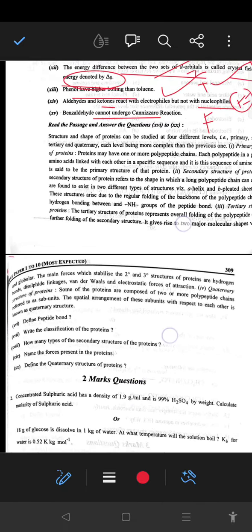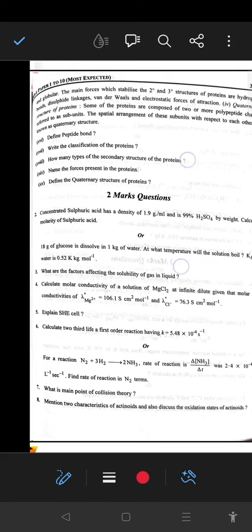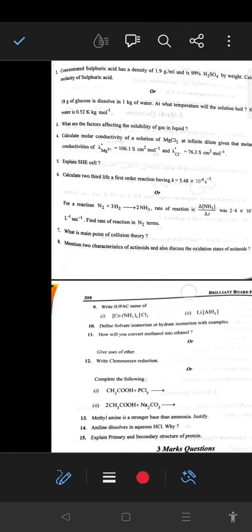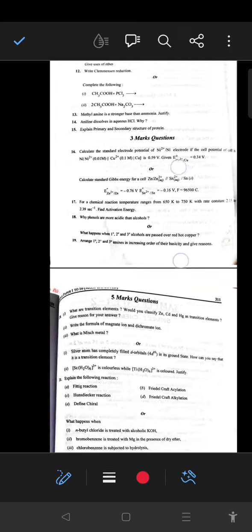So next is a paragraph based question, so try it yourself. Next, that is a 2 marks carrying question. Next, that is a 3 marks carrying question. And 5 marks carrying questions. So let us start with the first 2 marks carrying questions.